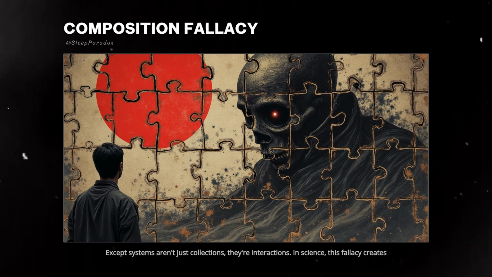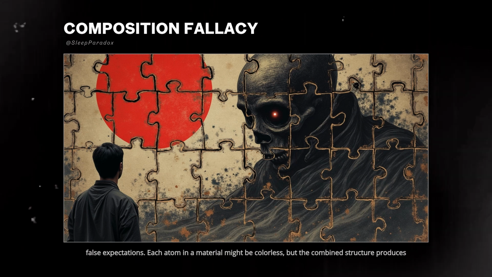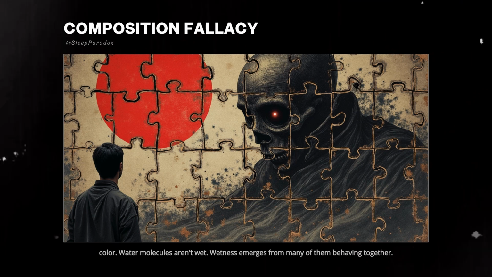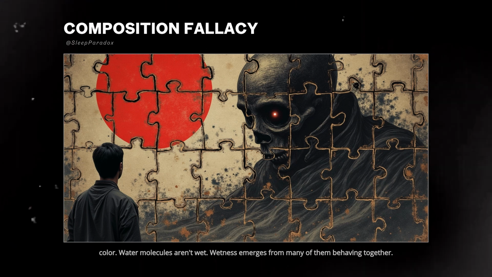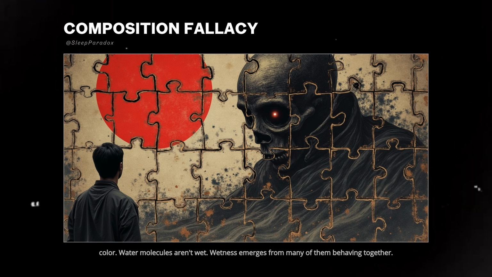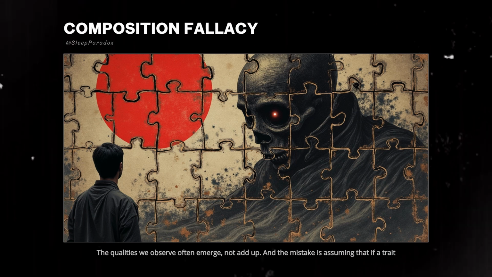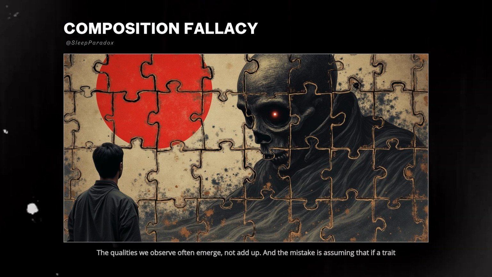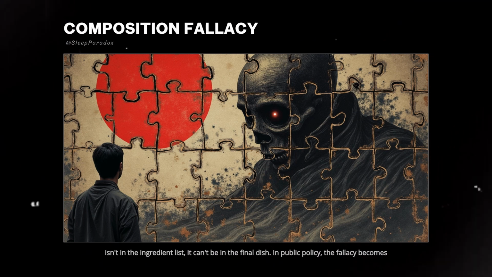In science, this fallacy creates false expectations. Each atom in a material might be colorless, but the combined structure produces color. Water molecules aren't wet. Wetness emerges from many of them behaving together. The qualities we observe often emerge, not add up, and the mistake is assuming that if a trait isn't in the ingredient list, it can't be in the final dish.